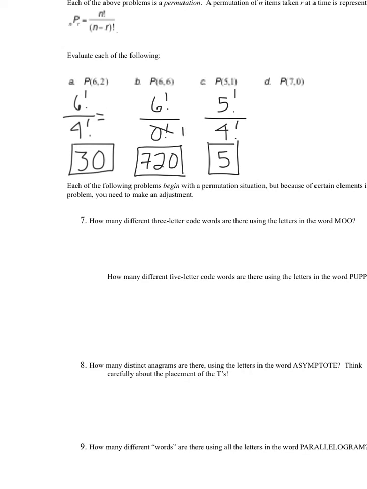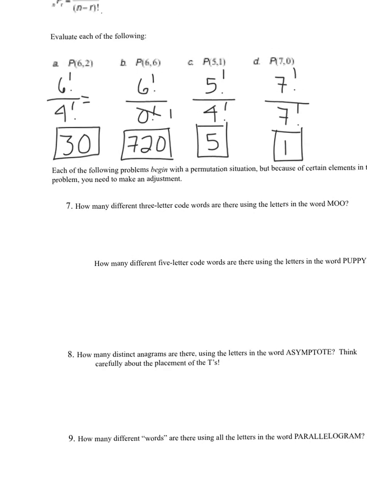Whereas 7 choose 0, if you have a choice of 7 puppies and your parent says you are just getting 0 of them, well then you only have 1 choice, and that's, you don't get any. But let's see how that plays out in the formula. This is going to be 7 factorial divided by, well, 7 minus 0 is 7 factorial, which in fact does give us a 1. Okay, let's go on to the next problems.